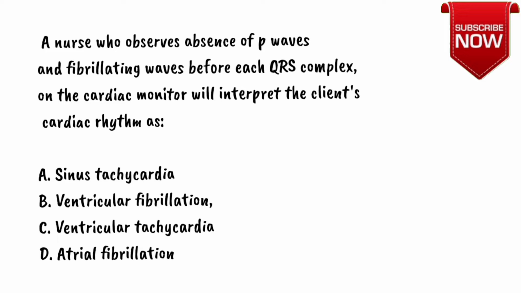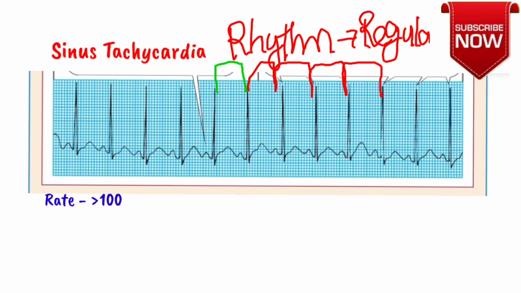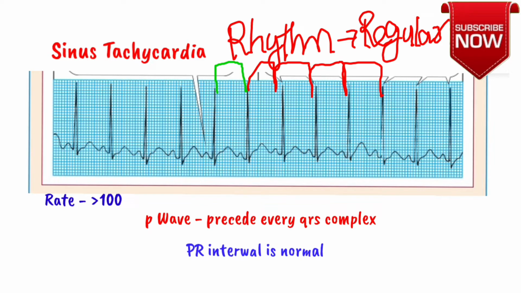The correct answer is option D, atrial fibrillation. In sinus tachycardia, the rate is more than 100 beats per minute. Rhythm is regular. P wave precedes every QRS complex. PR interval is normal and QRS complex is also normal.